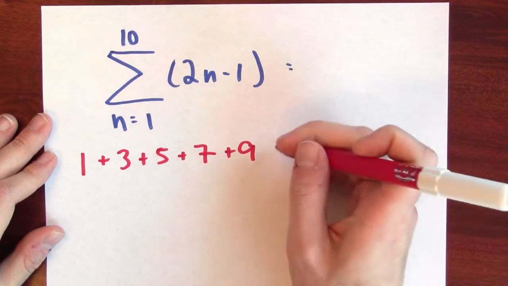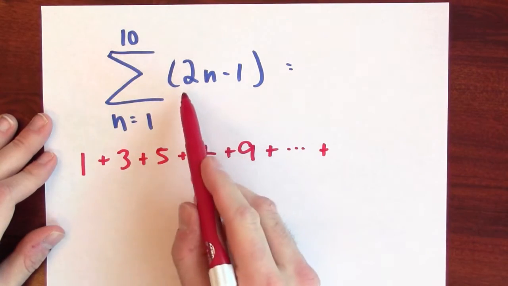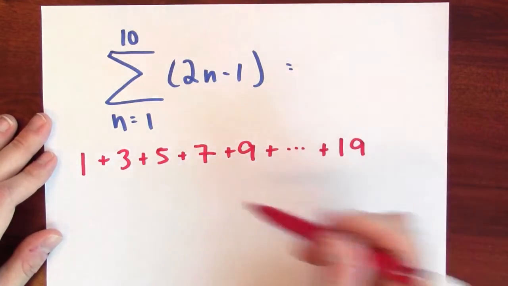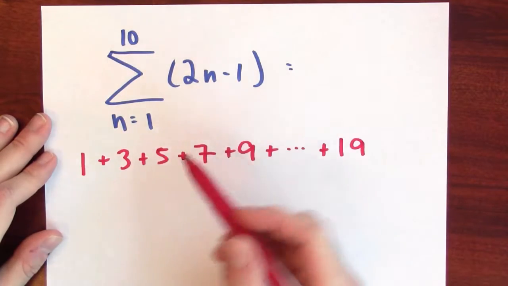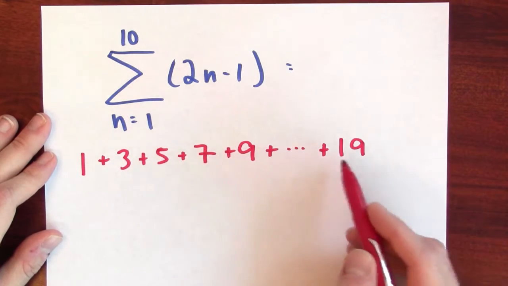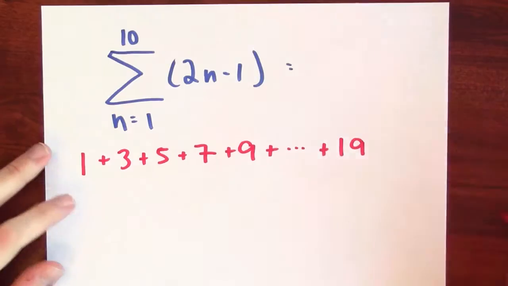And I keep on doing this until I plug in n equals 10, which is 2 times 10 minus 1, which is 19. So to evaluate this sum, the meaning of these symbols is just to add up 1 plus 3 plus 5 plus 7 and so on until I get to 19. We can compute this. Well, here we go.